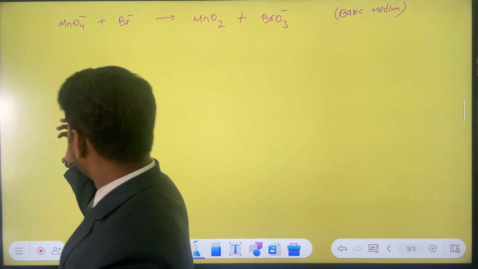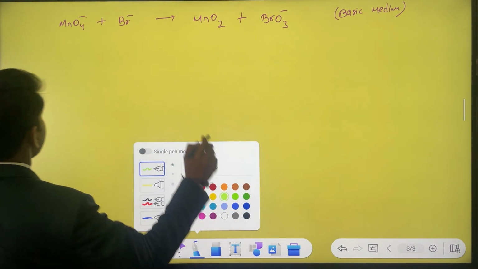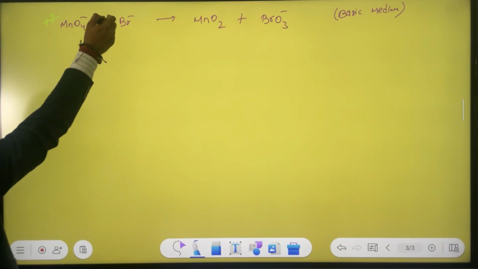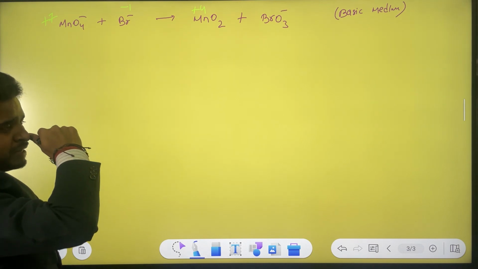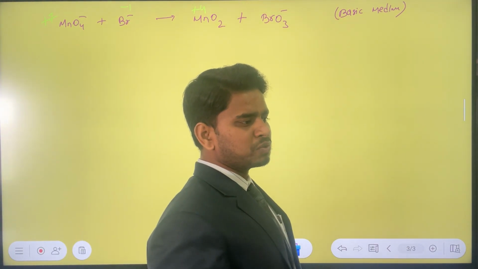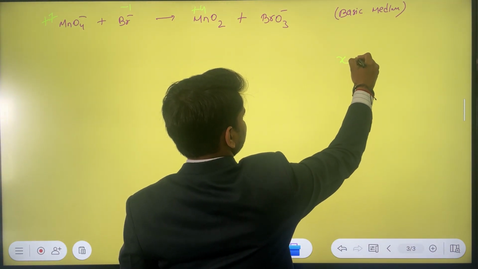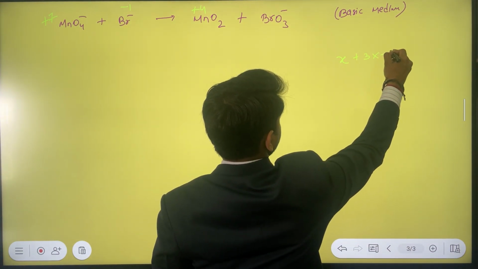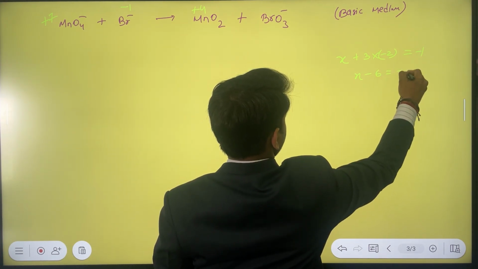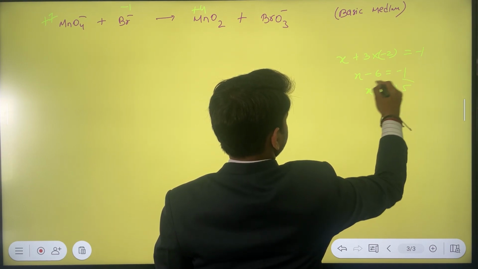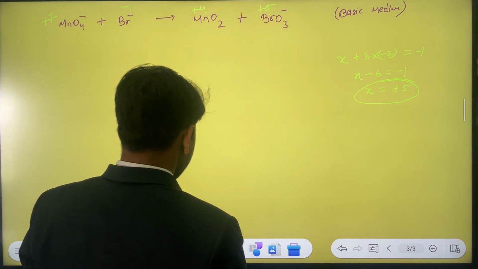So guys, we have been given MnO4 minus, and we can say the oxidation state of Mn is +7, Br minus is -1, MnO2 is +4, and BrO3 minus. Guys, what is the oxidation state of Br in BrO3 minus? This is going to be x plus 3 into -2 is equal to -1. So x minus 6 is equal to -1. So x comes to be +5.